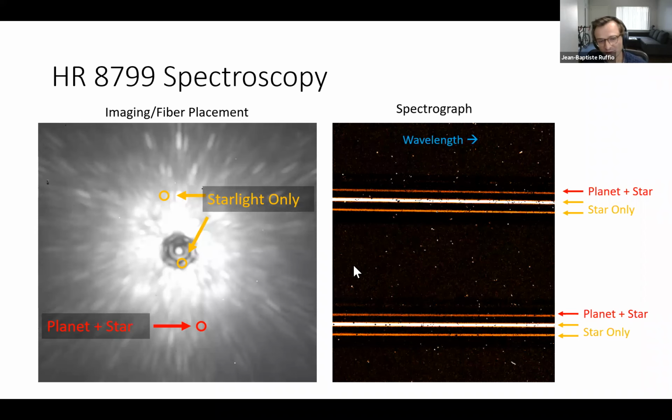There's more than one fiber. What we usually do is put one fiber on the planet and align the other fibers to sample the starlight. So we're aligning them closer to the star, and we use them for calibration purposes, for example, to model and subtract the starlight in the planet-to-star fiber. So that's what it looks like on the detector. You have a fiber per trace.